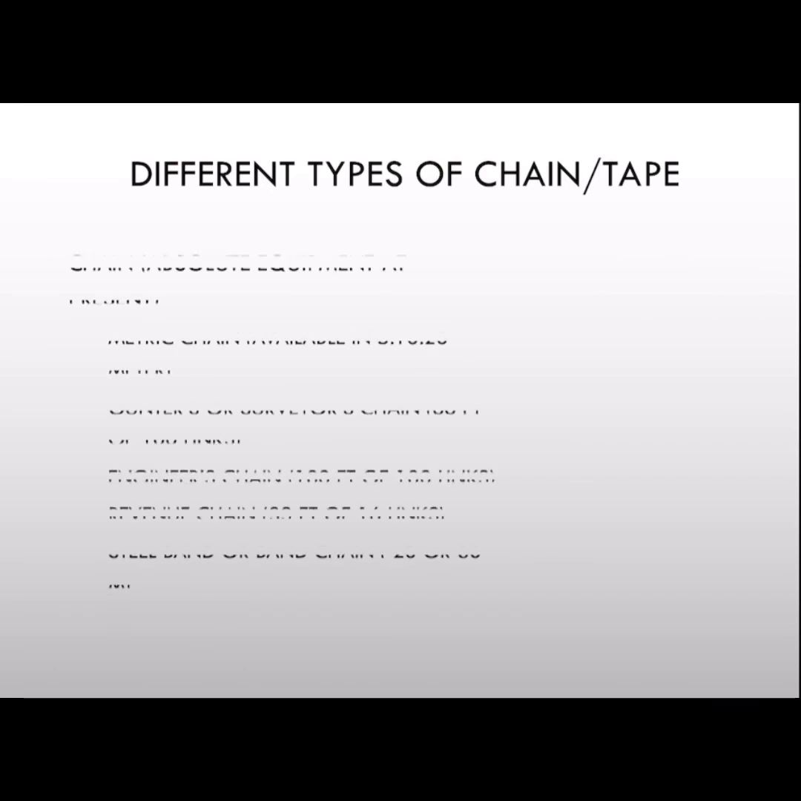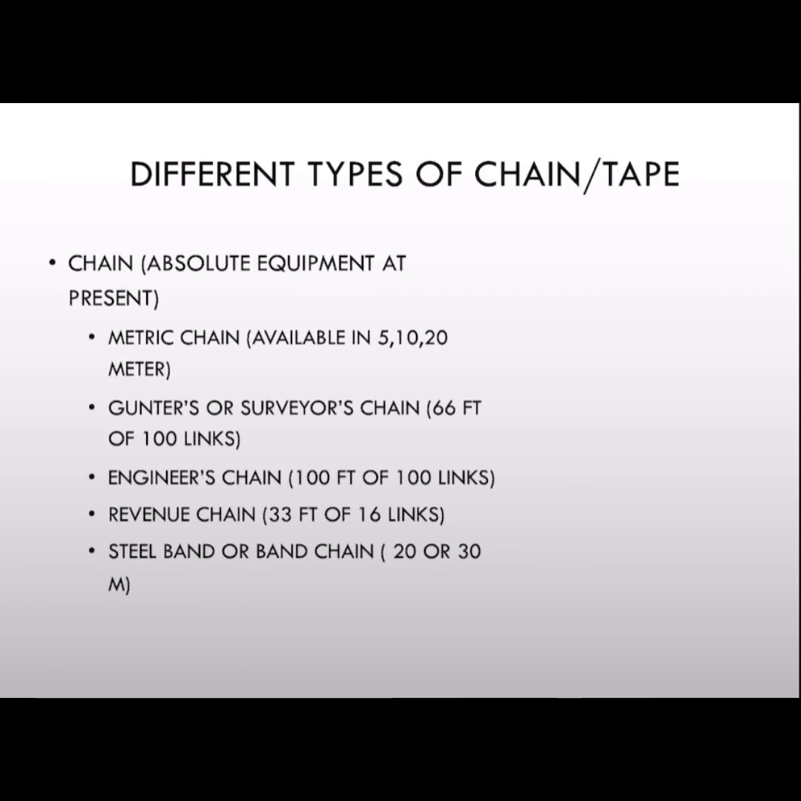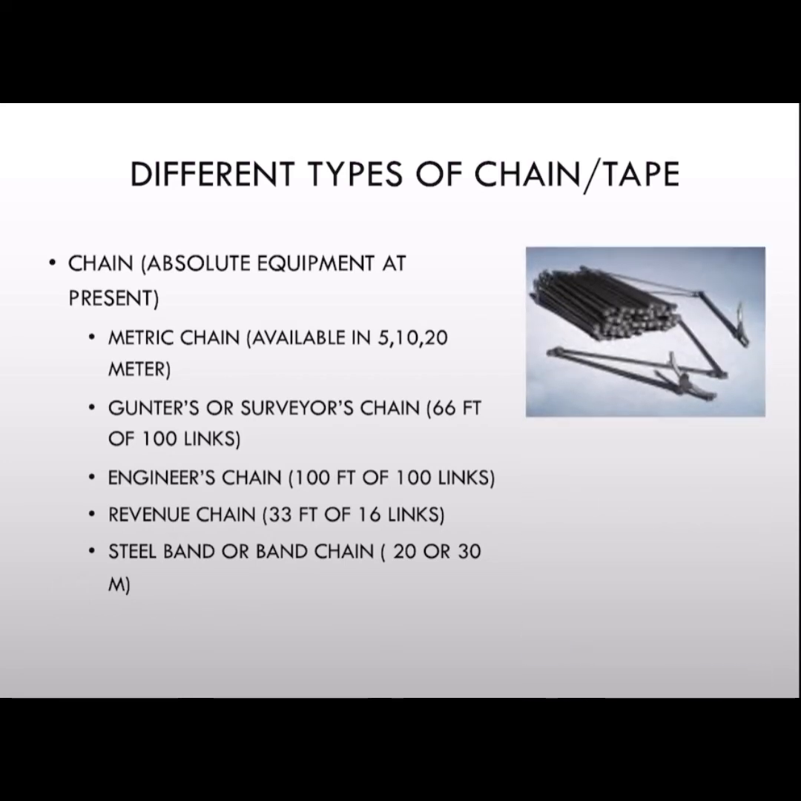The different types of chain: the metric chain, which is available in 5, 10, 20 meters, and we have many chains like Gunter's or surveyor's chain, 66 feet or 100 links. Engineering chain, 100 feet of 100 links. Revenue chain, 33 feet of 16 links, and the steel band or band chain, 20 or 30 meters. And this is the image of it.